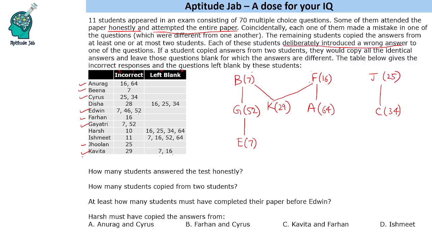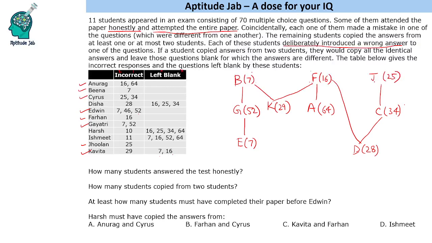Now we are left with Disha, Harsh and Smith. So Disha has 16, 25, and 34. So 34 we know who introduced the error. So Disha must have copied from Cyrus because Cyrus has 25 and 34 already incorrect. And Disha must have also copied from Farhan because Farhan has 16 incorrect. So these two helped Disha. Now Disha answered 28 incorrectly.